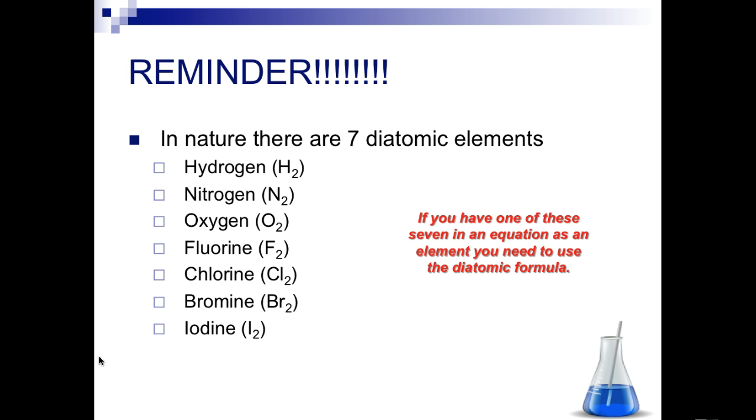Remember, there are 7 elements that appear in nature as diatomic molecules: hydrogen, nitrogen, oxygen, fluorine, chlorine, bromine, and iodine. If you have any one of these in your equation, these are the correct formulas for those. So H2, N2, O2, F2, Cl2, Br2, and I2. They're all your 7 diatomic elements.